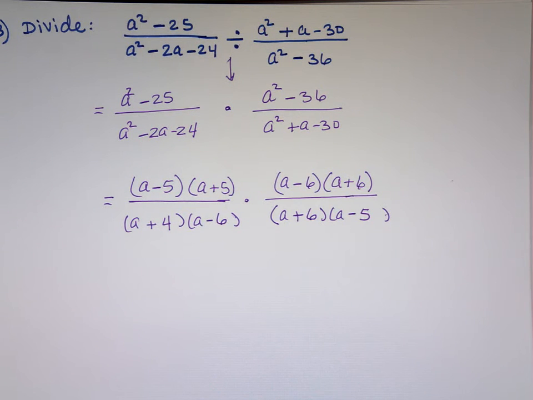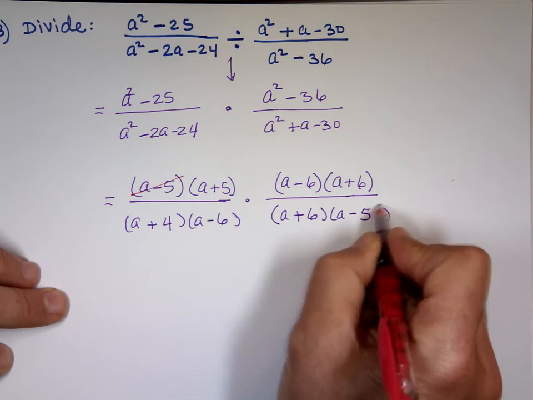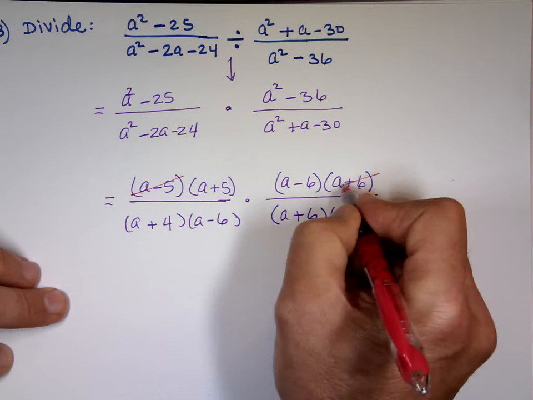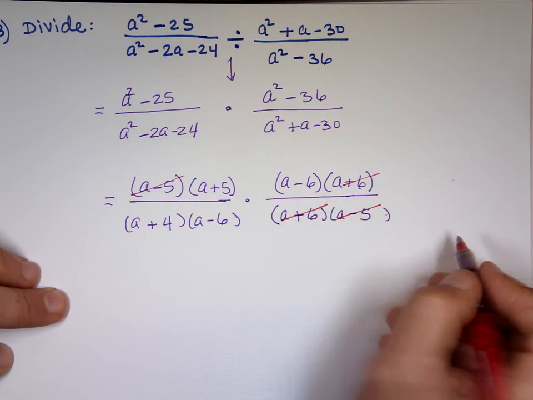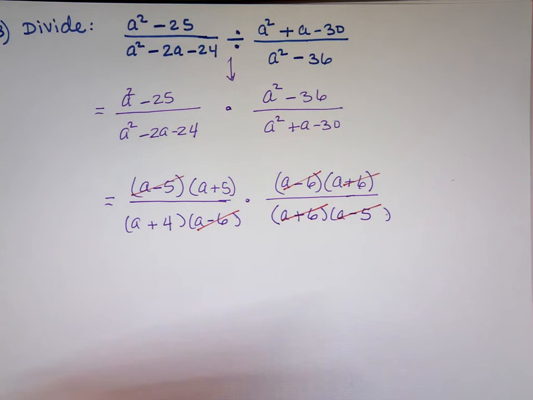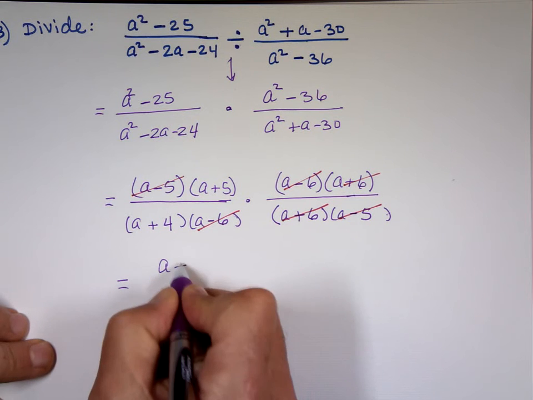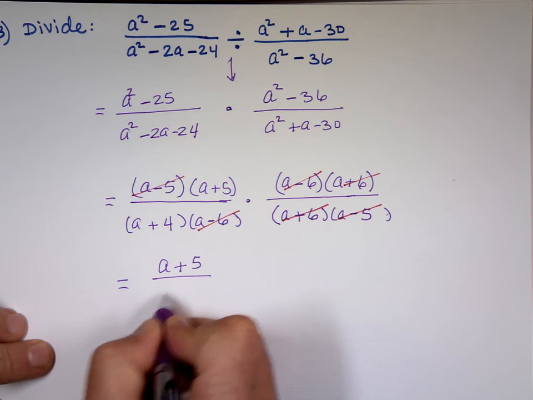And let's look for like factors or terms. Gone. Gone. Gone. What's left? a plus 5 over a plus 4.